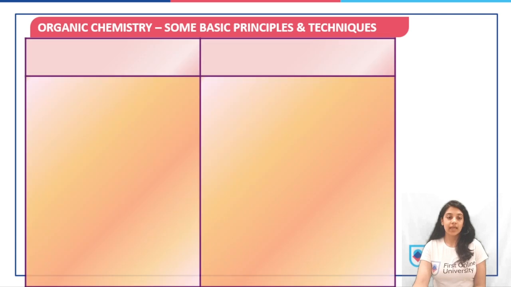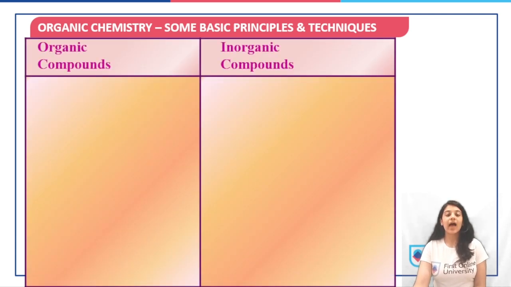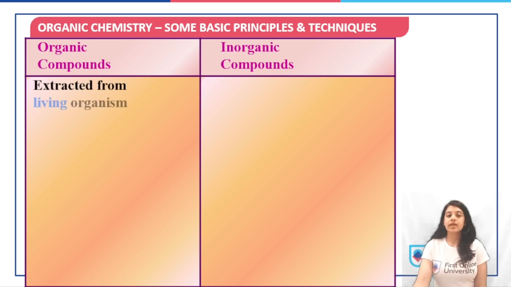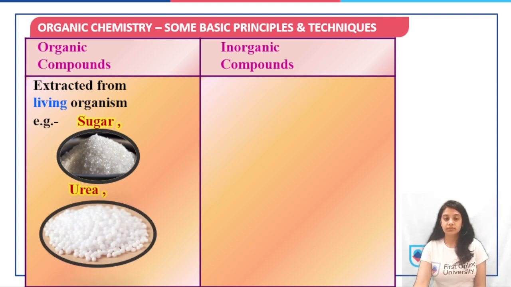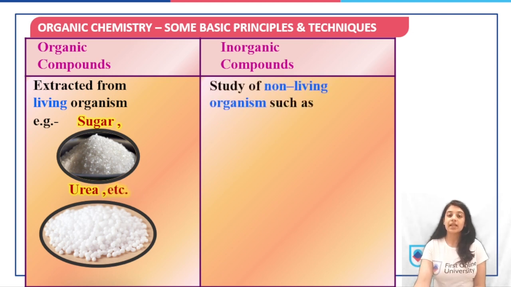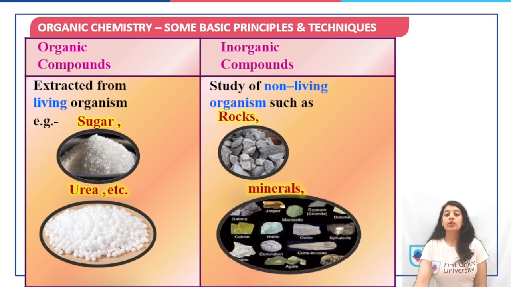When I then talk about the differences between organic compounds and inorganic compounds, let us see what this has in store for us. Organic compounds are extracted from living organisms, for example, sugar, that is nothing but glucose, C6H12O6. Sugar also has the formula C12H22O11, that is your sucrose. Urea, NH2CONH2, is also an organic compound. On the other hand, inorganic compounds are nothing but the study of non-living things such as rocks and minerals. So you can see the difference. Although these inorganic compounds are also naturally derived, they are not from living organisms.